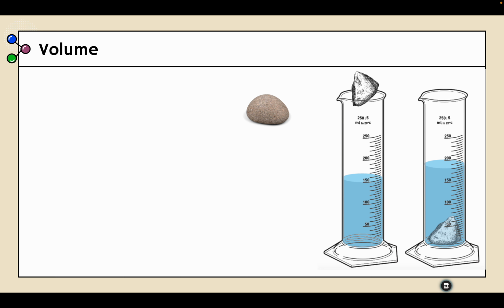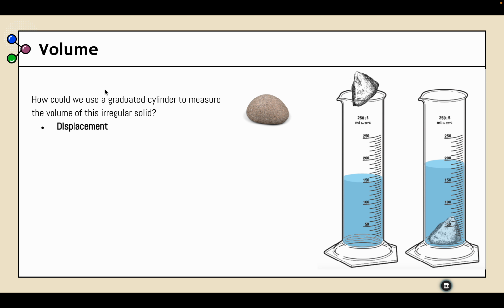So what I'm going to do is use the method of displacement, okay? Displacement is how I can find the volume of an irregular solid. That's the key. But if I can find the volume of a regular shaped solid, I don't have to use displacement. You could, but there wouldn't be a point to it, okay? So what I do is I fill up a graduated cylinder, drop the rock inside that water, and take the difference, okay?